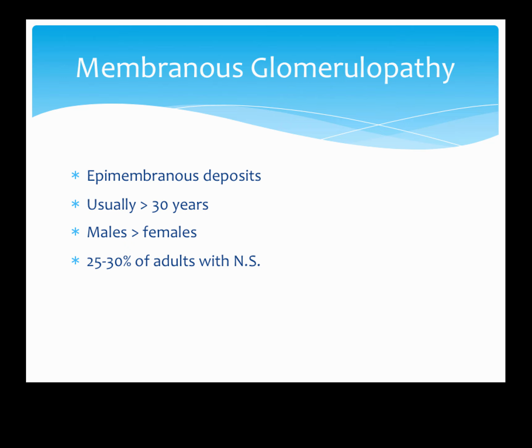It is characterized by epimembranous deposits which contain immunoglobulin and complement. Patients are usually over 30 years of age, and again, males are affected more frequently than females. Somewhere around 25 to 30% of adults with nephrotic syndrome will actually have membranous glomerulopathy. Patients with this disease process are a little bit more likely to have an underlying malignancy than patients with other types of nephrotic syndrome, so these patients should have some sort of a general investigation to make sure they don't have an underlying cancer.